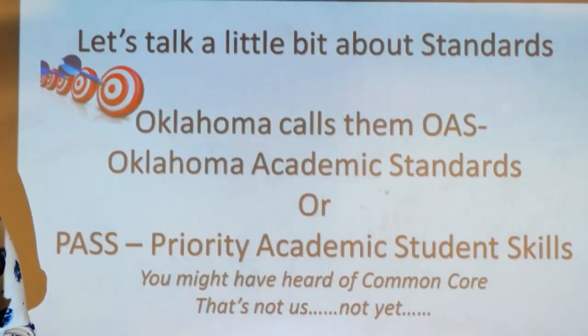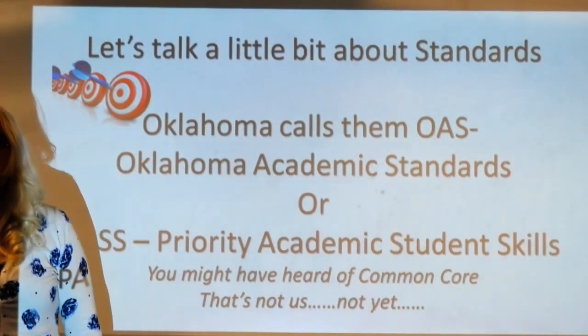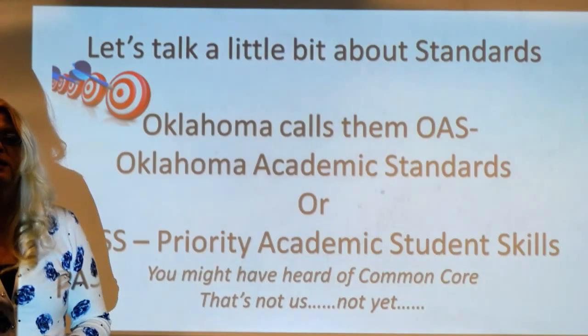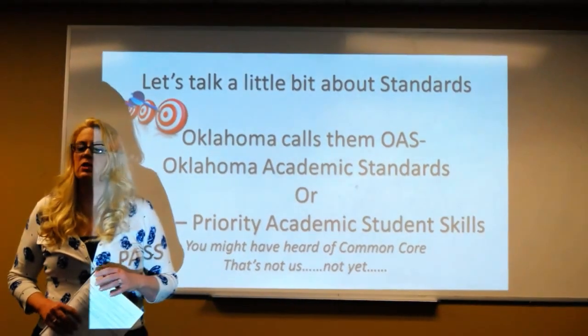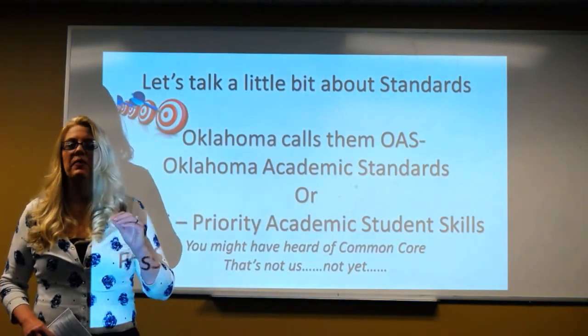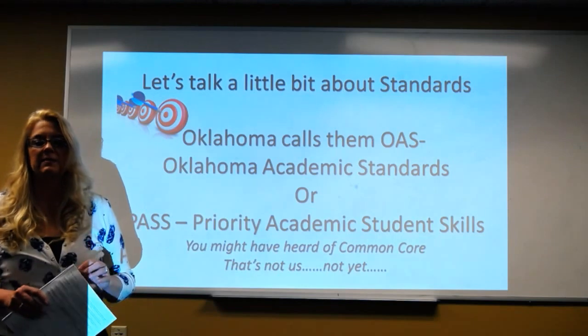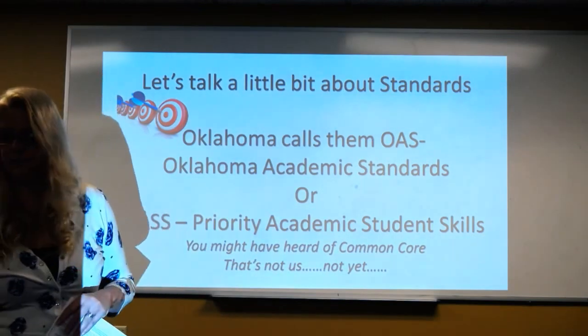Let's talk a little bit about standards. Oklahoma calls them the Oklahoma Academic Standards, or you might have heard of PASS objectives, the priority academic skills. If you haven't heard of those, then you might have heard of Common Core. That's not us, not yet, but the academic standards are what we're talking about. That is what the test is based on.